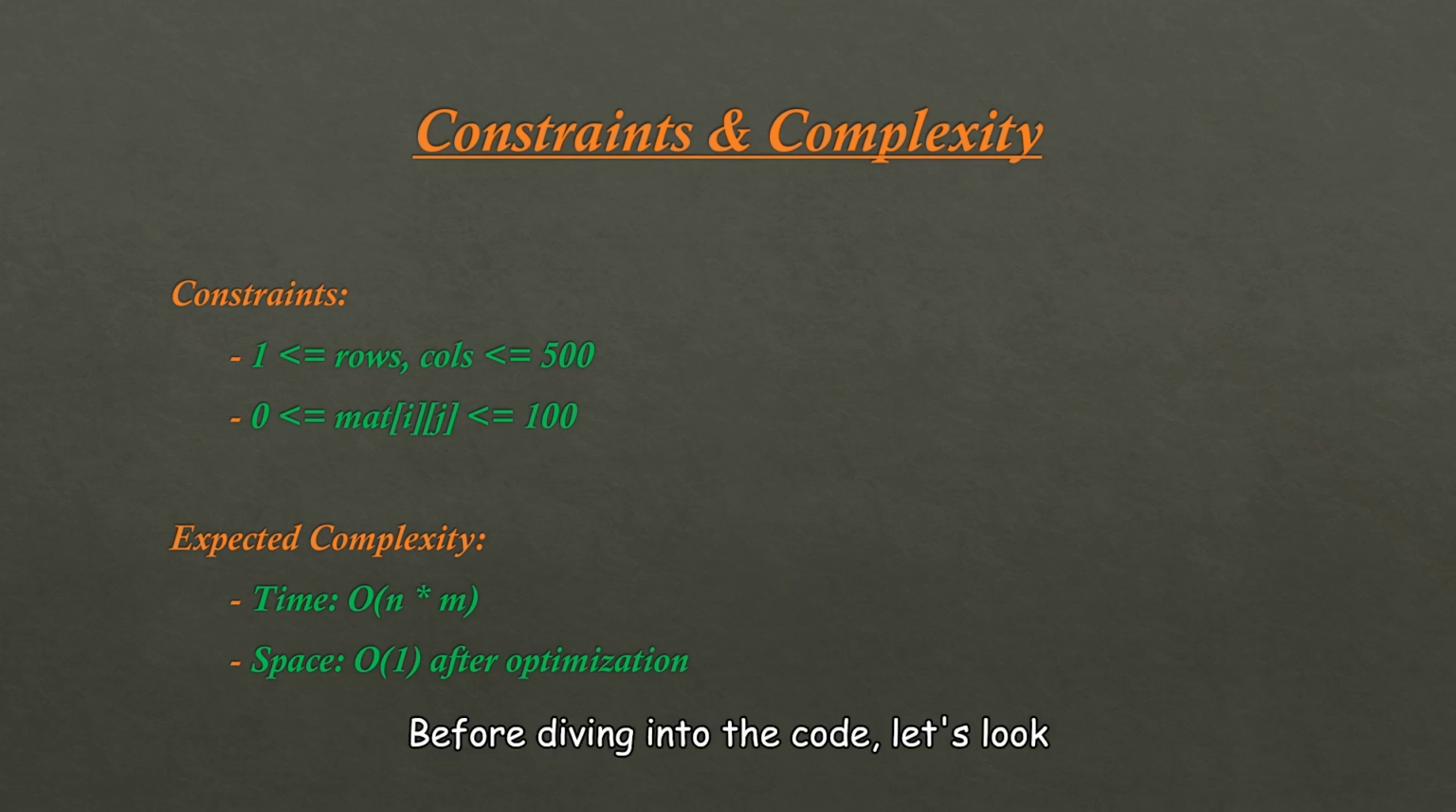Before diving into the code, let's look at the rules of the game. The grid can be up to 500 rows and 500 columns, which means we must avoid brute force approaches. Our algorithm should be efficient with a time complexity of n times m, and with clever design we can even optimize space to constant auxiliary usage.